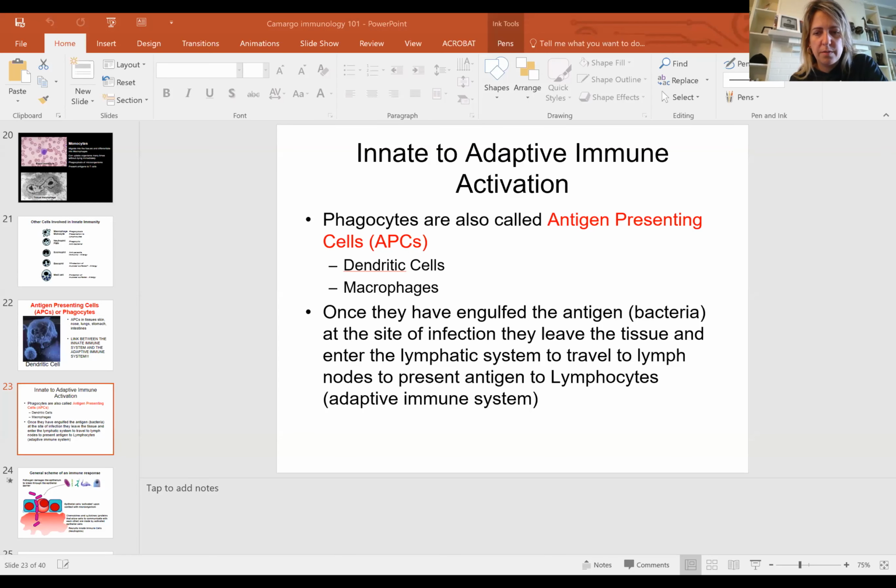Okay, everyone. So we have talked about the intro to the immune system, and now we're going to talk about the communication between the innate immune system and the adaptive immune system. So let's see. This is where we're at.